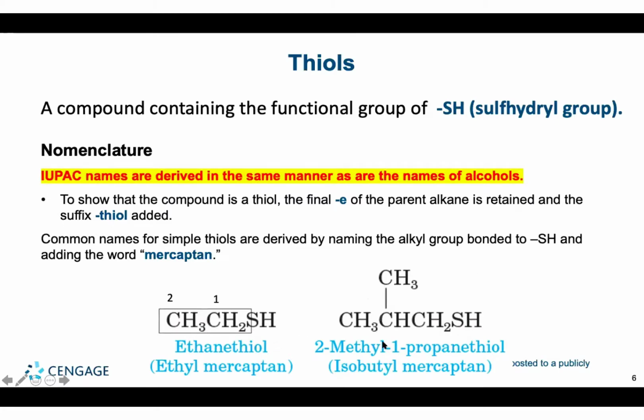What about the second one? We start again numbering from the right side. The longest chain has 3 carbons in it, 1, 2, and 3. On carbon 2 I have a branch, so I start with the branches. 2-methyl. On carbon 2 I have a methyl group. On carbon 1 I have an SH group. It's going to be 2-methyl-1-propanethiol. Here is also the common name.